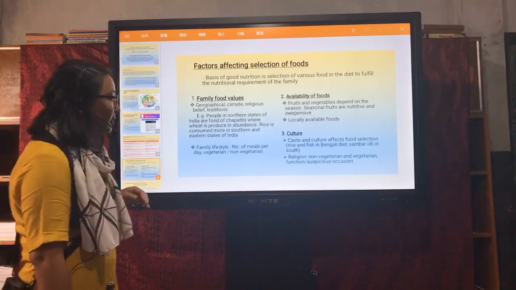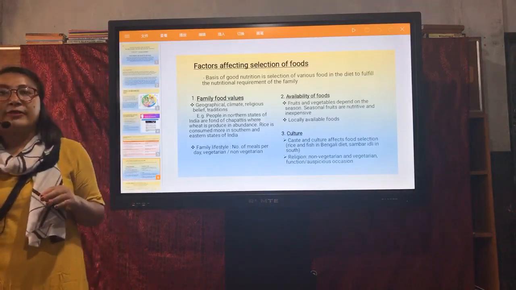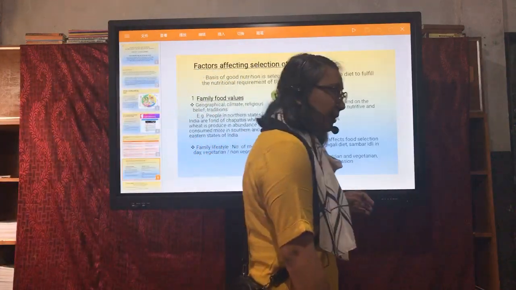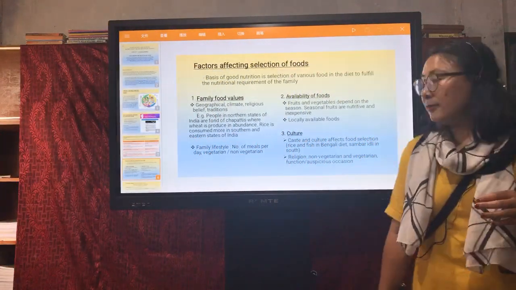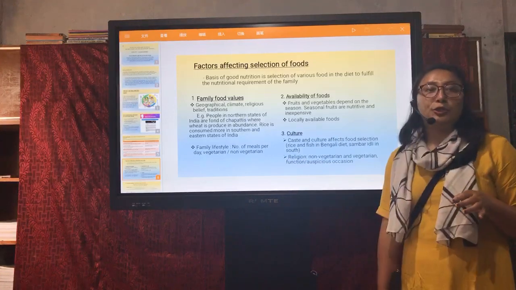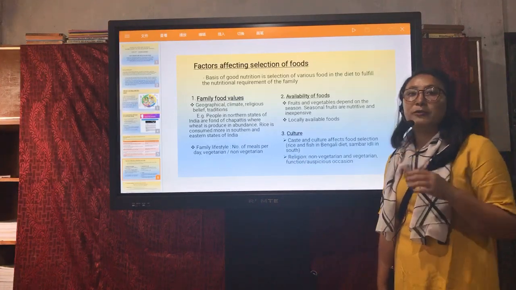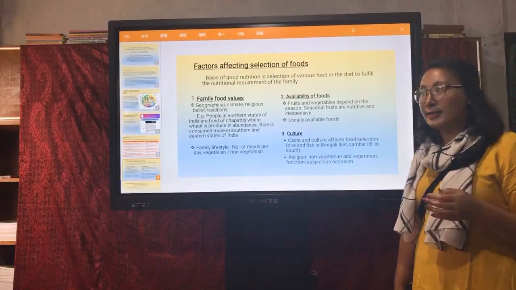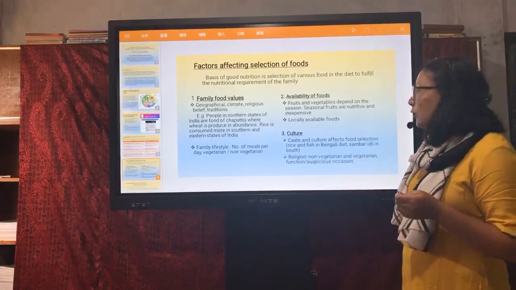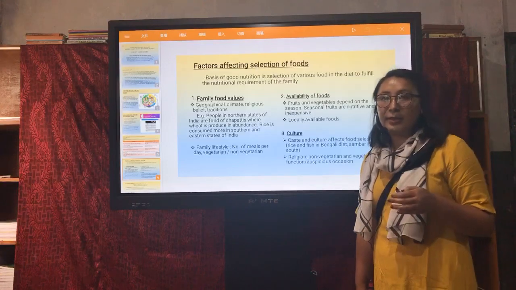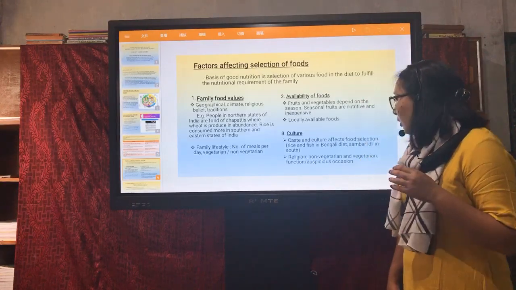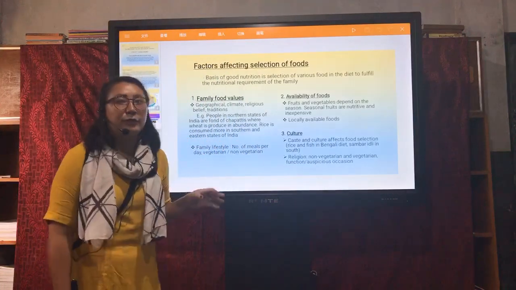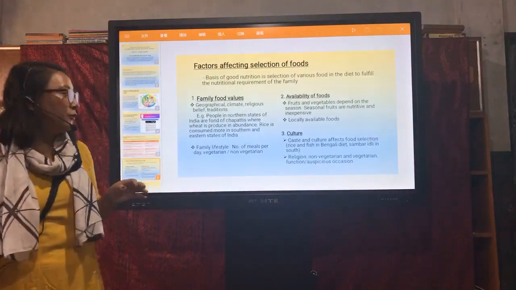The third point is culture. Caste and culture affects the selection of food items. For example, in West Bengal, especially the Bengalese people, they consume a lot of rice and fish, so that is one of their food habits. And likewise, in southern part of India, like Tamil Nadu, they consume a lot of sambar idli in their meals as a diet. So, according to the caste, according to the states, according to the culture, the kind of food they eat affects the selection of the food items.